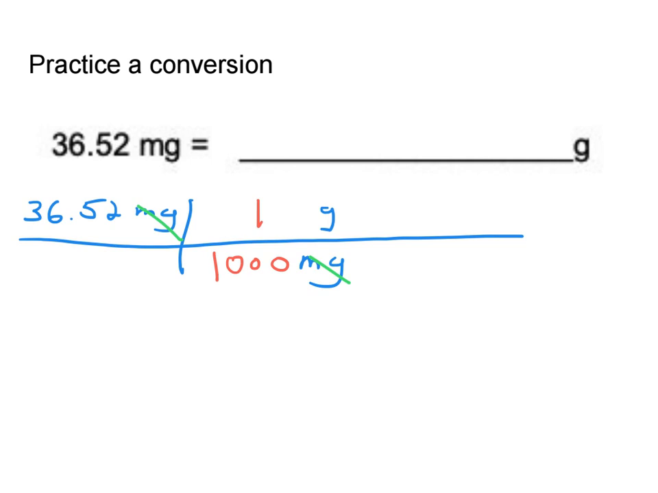And when I divide by 1,000, my decimal point moves 3 units to the left. So I get 0.03652 grams. The decimal point was there and it moved 1, 2, 3. But setting it up like this is nice because then you know for sure which way it's going to move. And you can actually do this calculation if you want in your calculator. You can do 36.52 divided by 1,000 and see that this is the number you get. And there's its unit of grams.